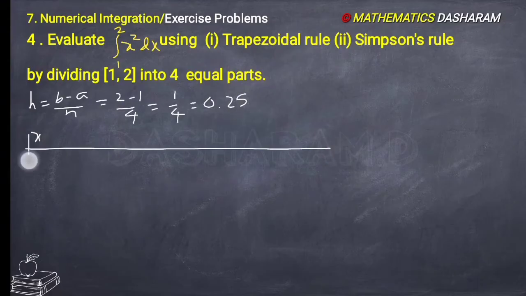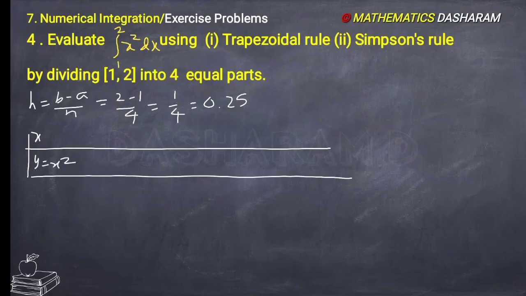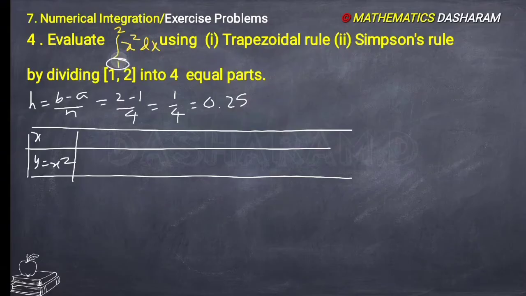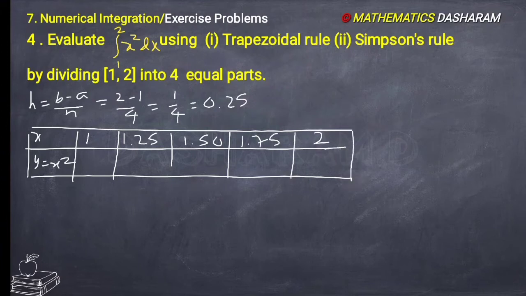Next we need to draw a table. Here y equals the given function x square. So the first x value is the lower limit, that is 1. The next x value increases with h, that is 0.25, so 1.25. Next 1.50, next 1.75, next 2.